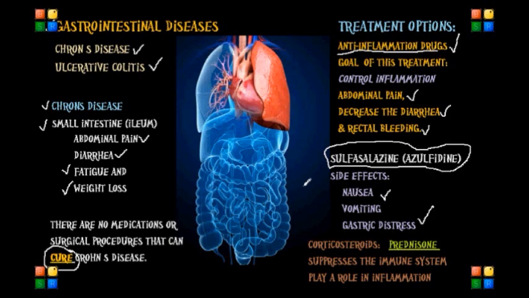Now, corticosteroids such as prednisone can also be given to our patient. Corticosteroids, in relation to Crohn's, basically suppress the immune system and the immune responses in the body, which in some way plays a role in the inflammation.